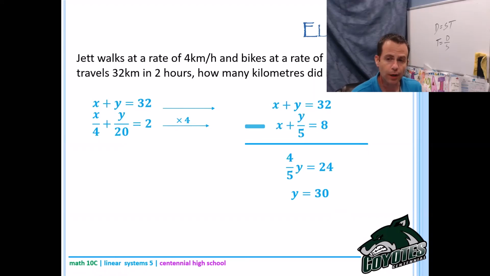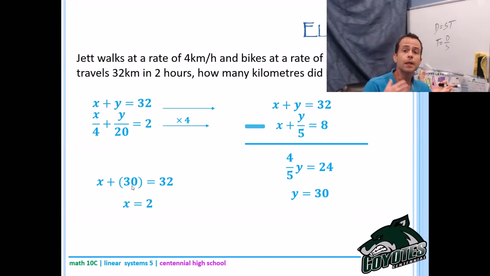Now that I know that y is 30, I go back to one of my originals. Probably I want to use this guy because it's just an easier one to deal with. So x plus 30 equals 32, x equals 2. I have now solved the system.